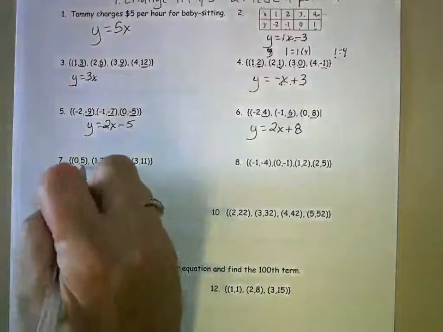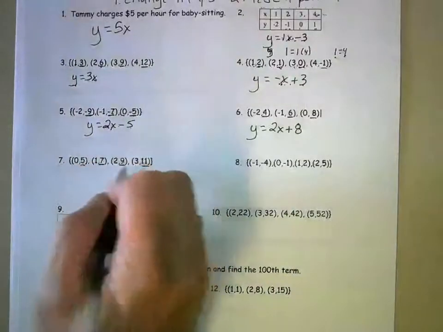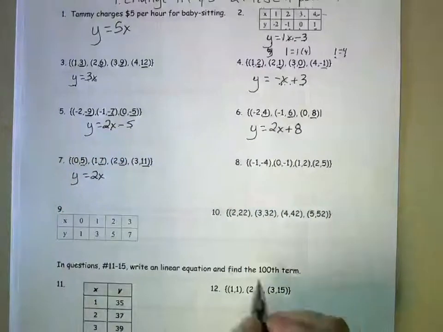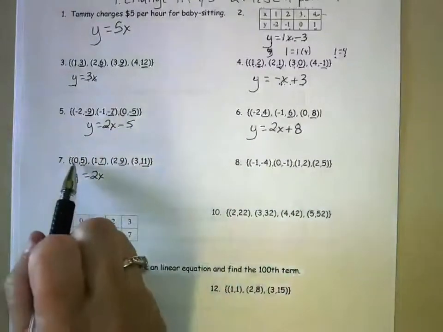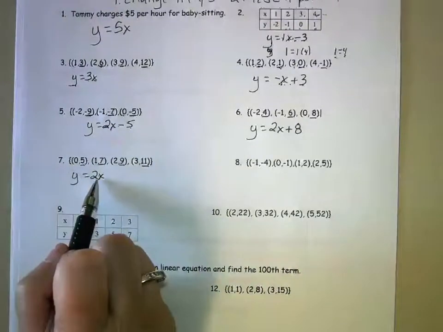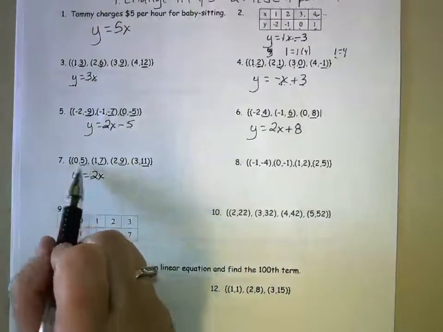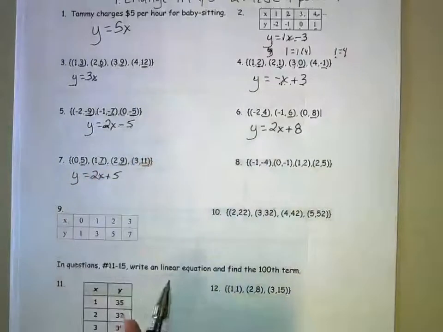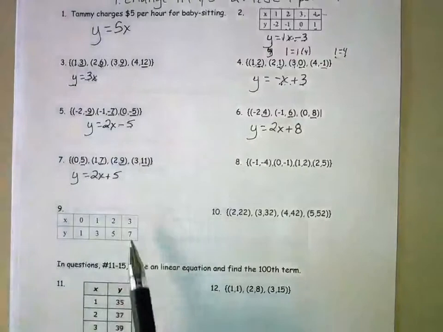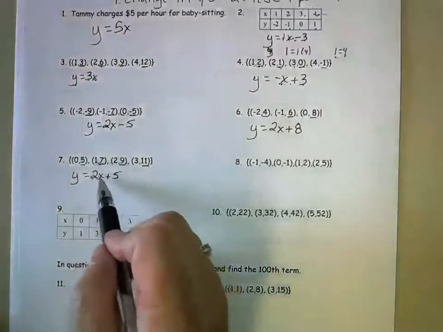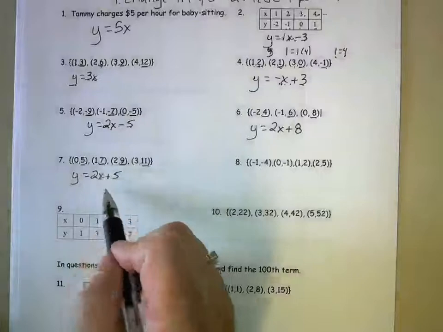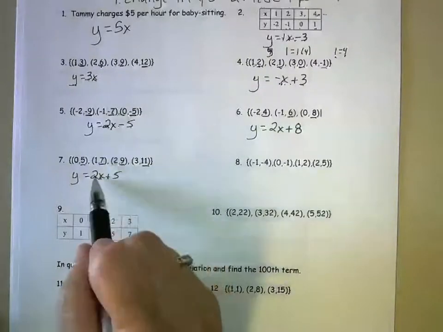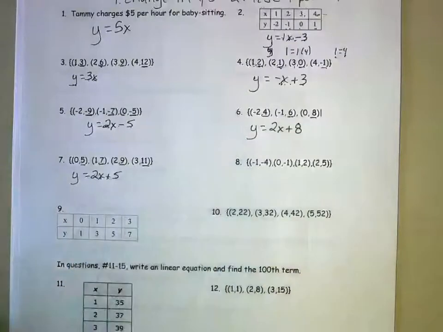Number 7, from 5 to 7 to 9 to 11 is 2x. And let's test this point 0. If you put the 0 in here, you get 0 back. We put the 0 in here, we want to get 5 back. So 2x plus 5. And let's check. 2 times 1 is 2, plus 5 is 7. 2 times 2 is 4, plus 5 is 9. And 2 times 3 is 6, plus 5 is 11.